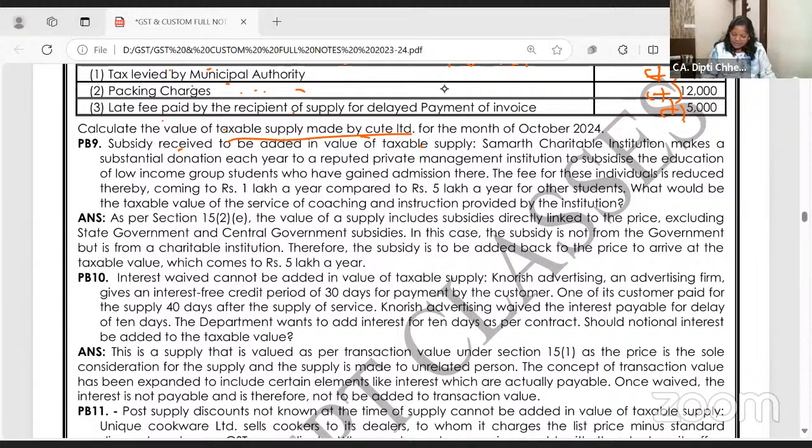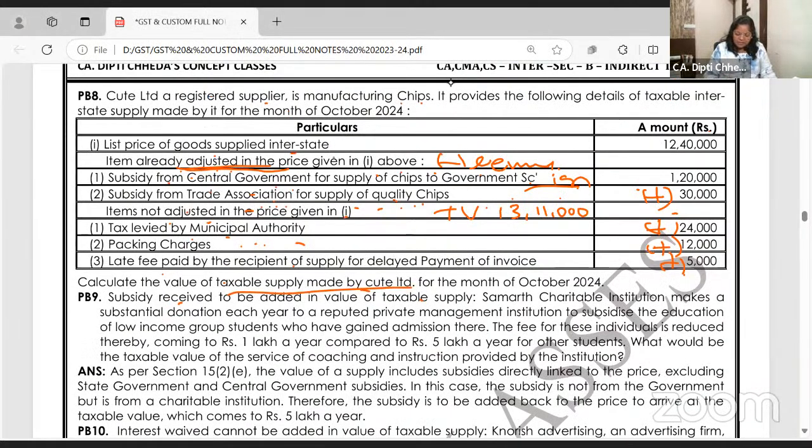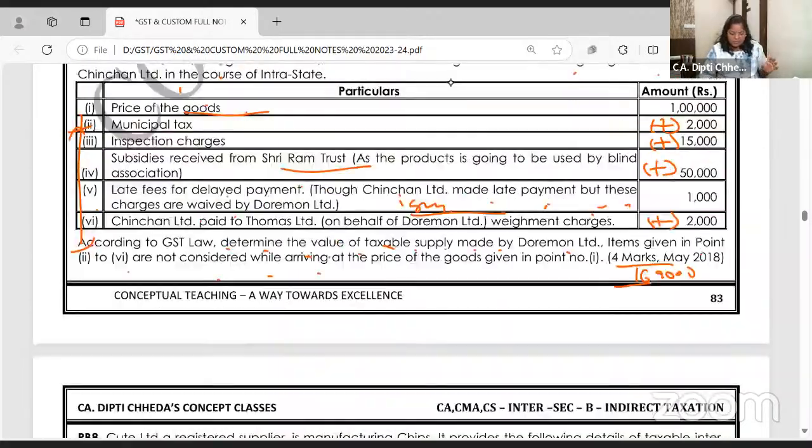Ma'am, adjusted means its correct treatment is given now. No, adjusted. Okay, list price of the goods. Items already adjusted means they have either deducted or added. If municipal taxes and all are already adjusted, it means they have already added. So we will ignore. Check the language.